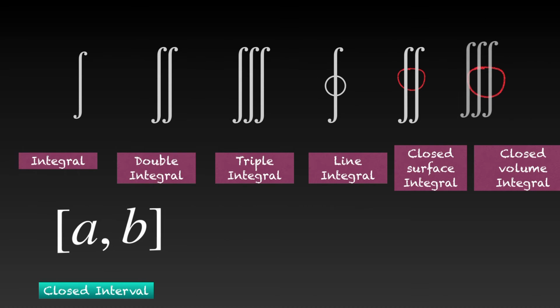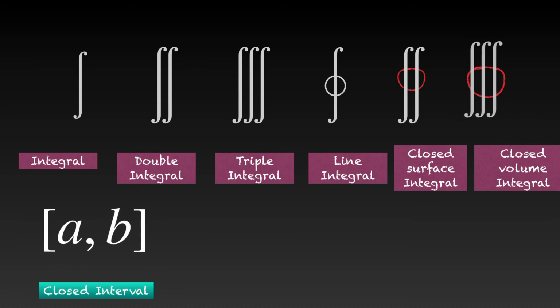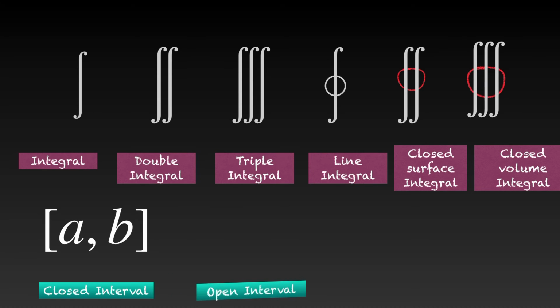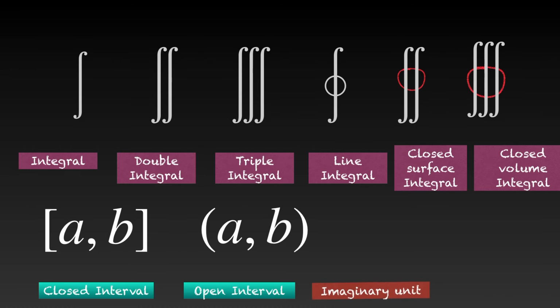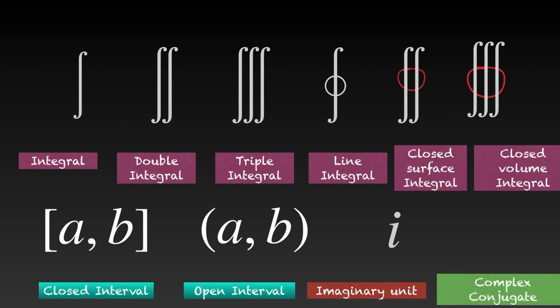This is the symbol of closed interval, where it is closed by large brackets at both ends. The open interval is represented by small brackets at both ends of the interval. Imaginary unit or imaginary number is represented by iota in calculus. The next symbol is about complex conjugate. Complex conjugate is represented by z star or z bar.